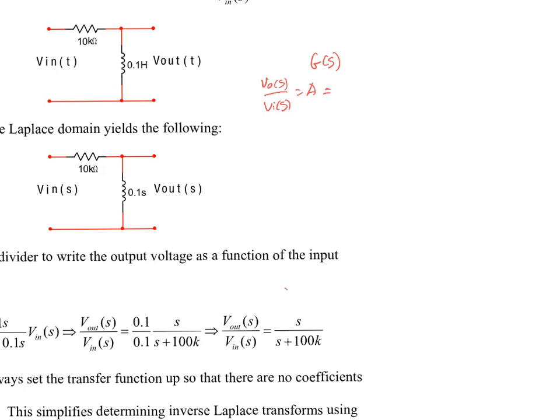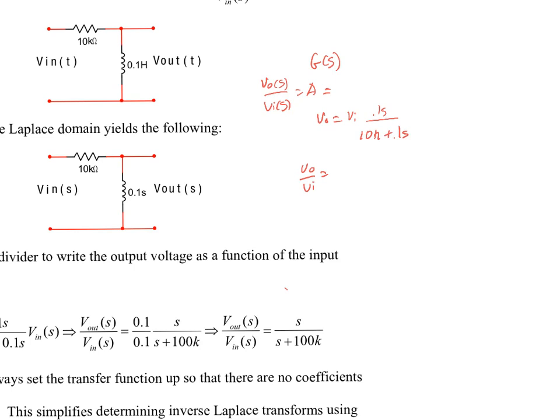What is it? Well, KVL gives us currents, right? We're just trying to get voltages. Yeah, do the voltage divider rule again, right? If we do the voltage divider rule, V out is going to be equal to V in times 0.1s over 10K plus 0.1s. So V out over V in.